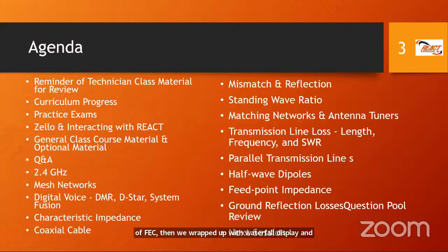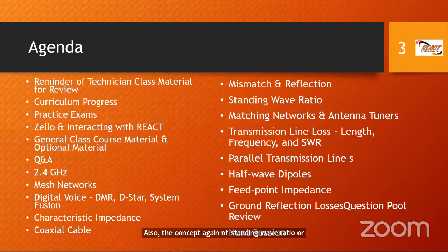So for this evening, the agenda will be, we'll start off with talking about 2.4 gigahertz mesh networks. Then we move into digital voice modes such as DMR, D-Star, and System Fusion. We'll also discuss what characteristic impedance is, coaxial cable, and then we'll talk about, in respect of feedlines, mismatch and reflection. Also, the concept again of standing wave ratio or SWR.